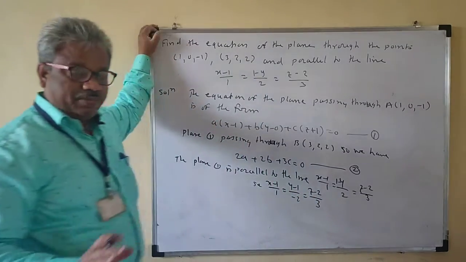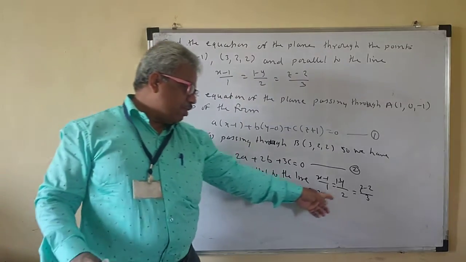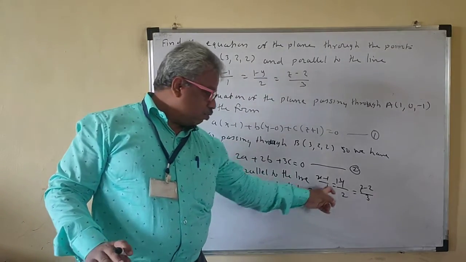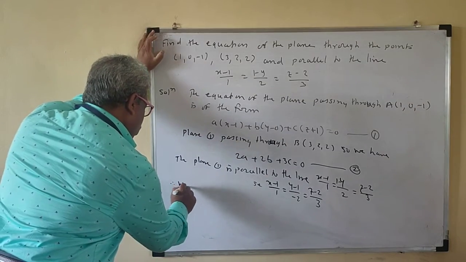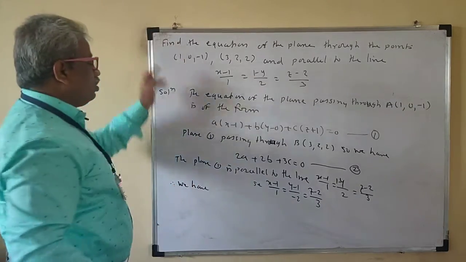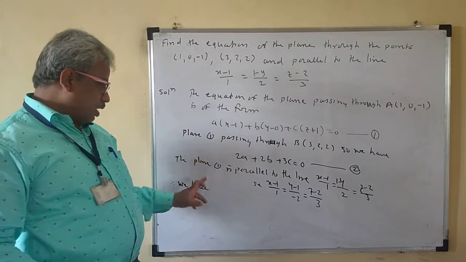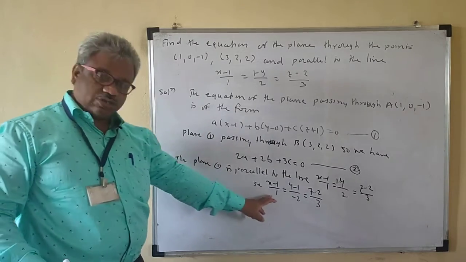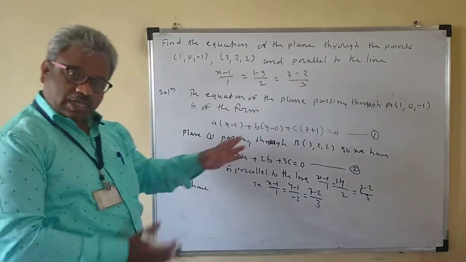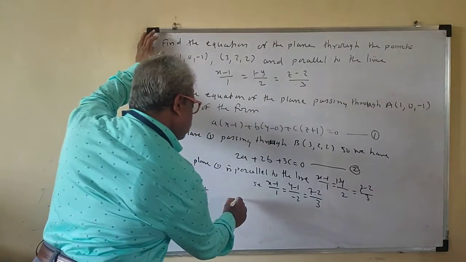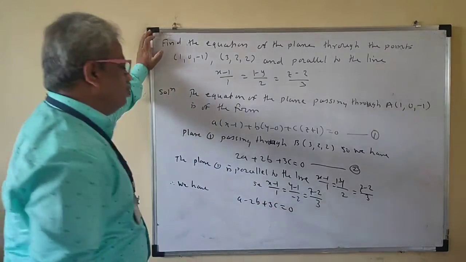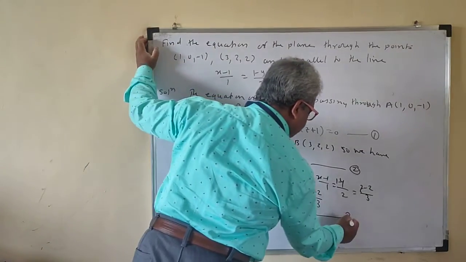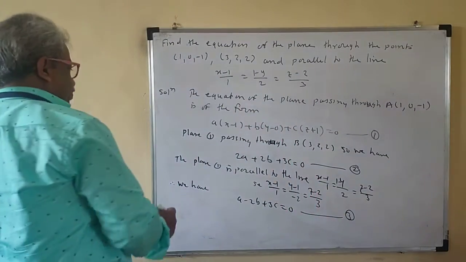You have to take care because here the DRs will be 1, minus 2, 3, not 1, 2, 3. Okay. So therefore the DRs of the normal to plane 1 are a, b, c, and the DRs of the line are 1, minus 2, 3. So their dot product is 0. Therefore a minus twice b plus 3c is equal to 0. This is your equation 3.